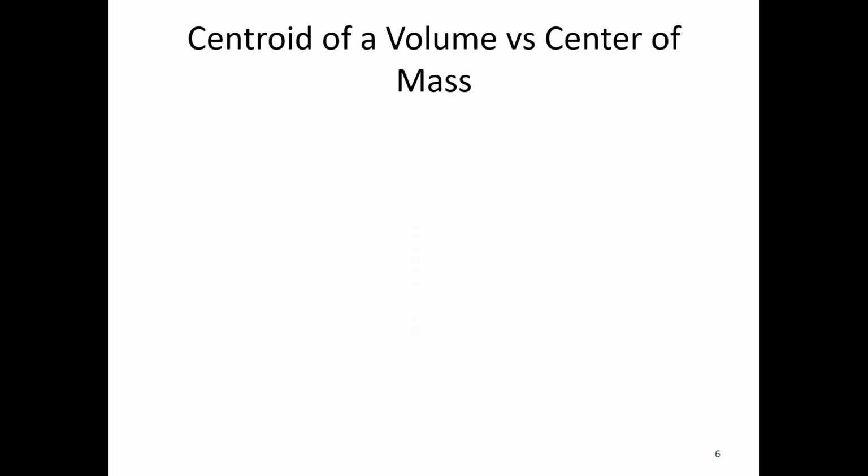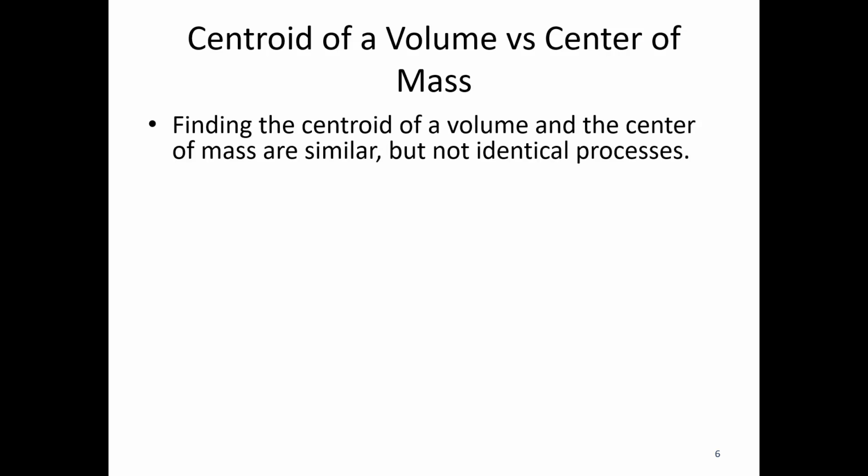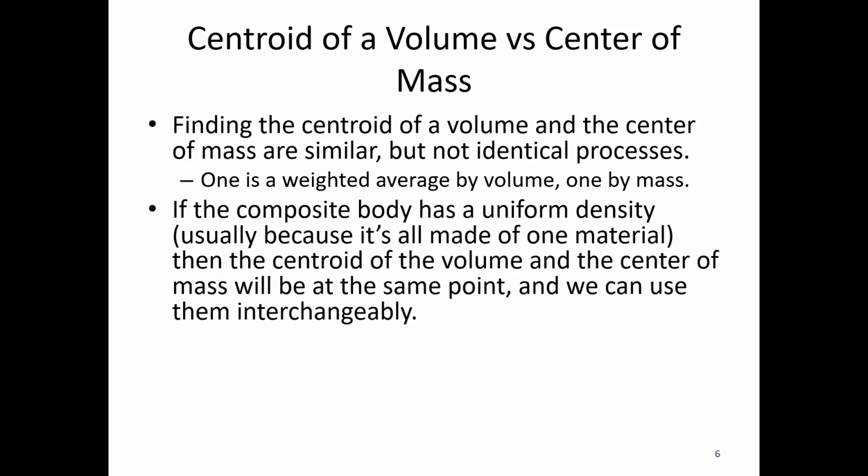So with this, let's also talk about the distinction between these two. These are very similar processes, but not identical. One is weighted by volume, so it's a weighted average by volume. One is a weighted average by mass. That is the primary difference. So if the composite body has a uniform density, usually because it's made of one material, if this is just a machined part, the centroid of the volume and the center of mass are going to be the exact same point. So you can really use these interchangeably.